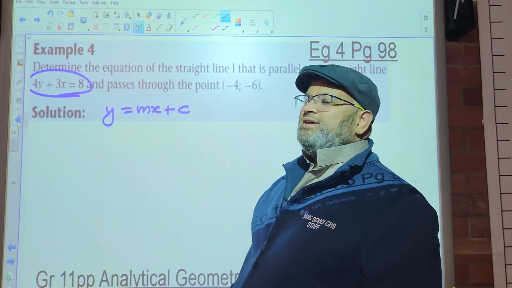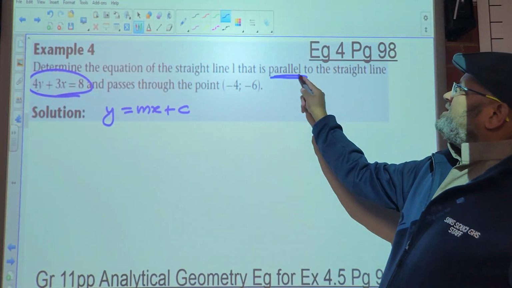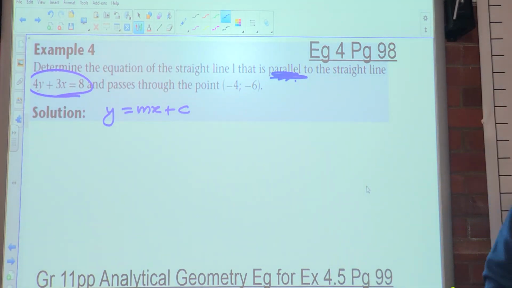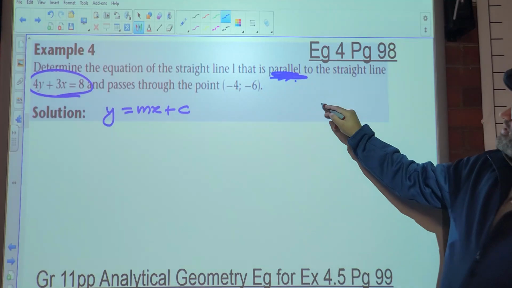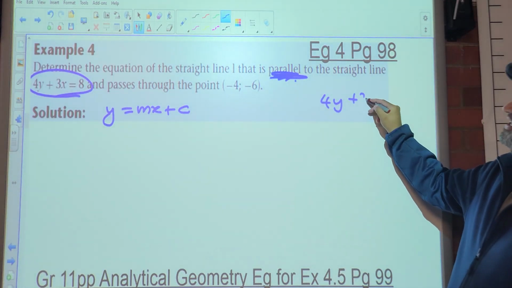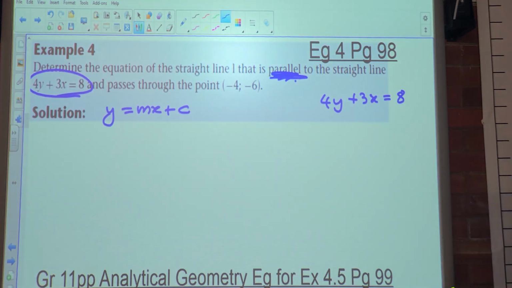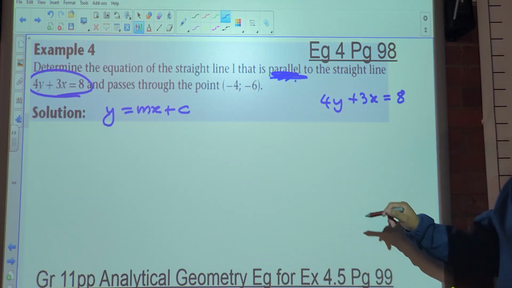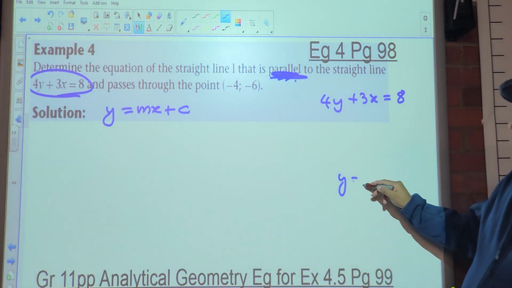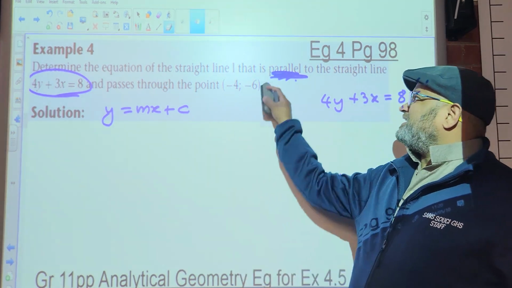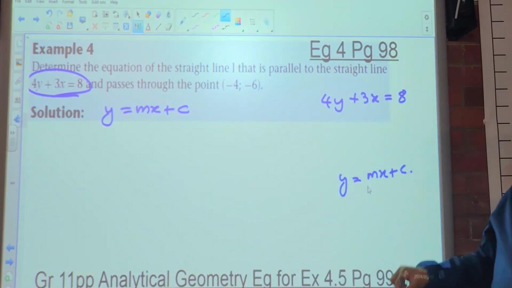Not so? If lines are parallel, what do we know? Gradients are equal. So if you look at the equation 4y + 3x = 8, can we say the gradient is 3? No. Why not? It's not in standard form. And what's the standard form of a straight line? y = mx + c. So how do we get this in that form, people?